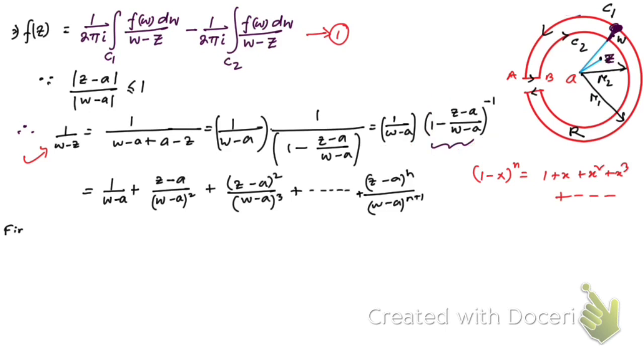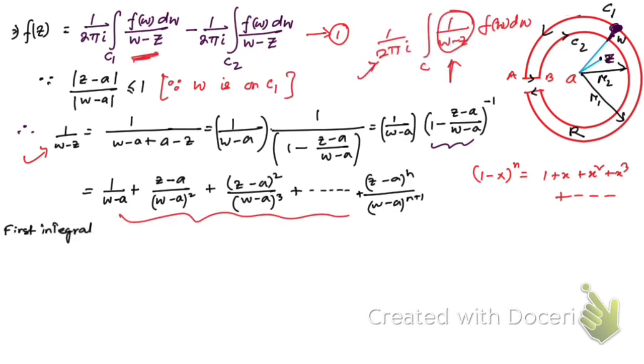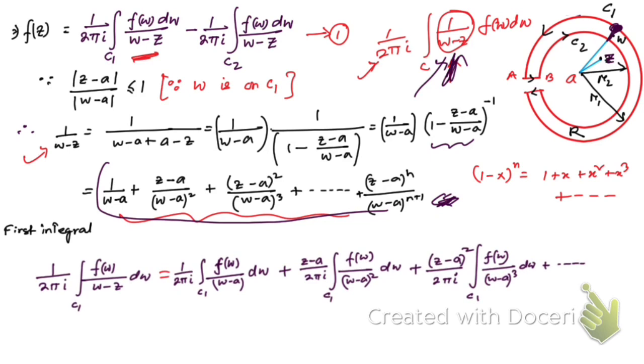So we have got this result, right? Then what is going to be the value of the first integral? Here we're going to take, since w is on c1, right? So if we use this expansion here, then we're going to get this result here. You can see you're going to get it, right?